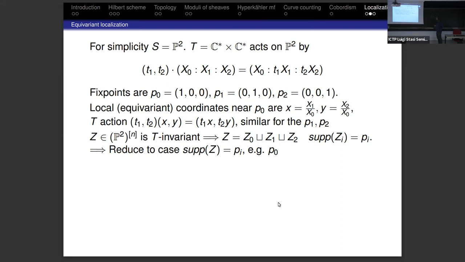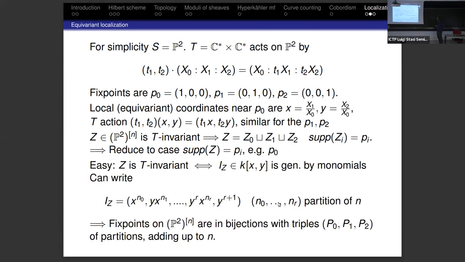And so C will be a union of three subschemes, each supported at one of the fixed points. This allows us to reduce to the case that the support of our subscheme is just one fixed point. So we have the product over this. For instance, let's assume it's P0.